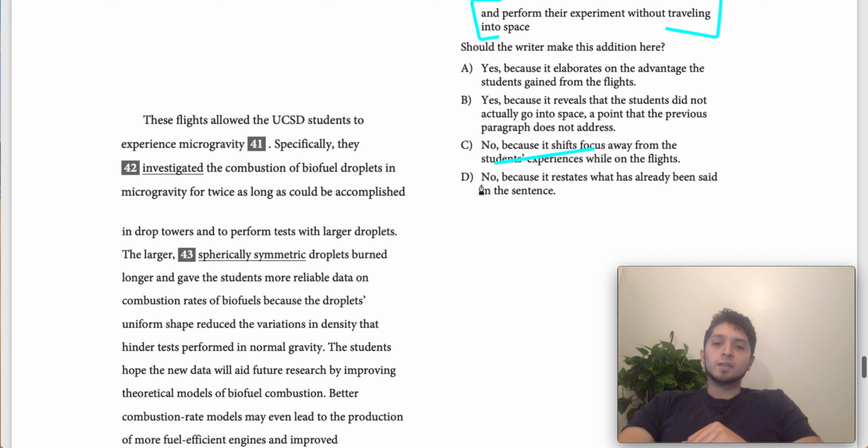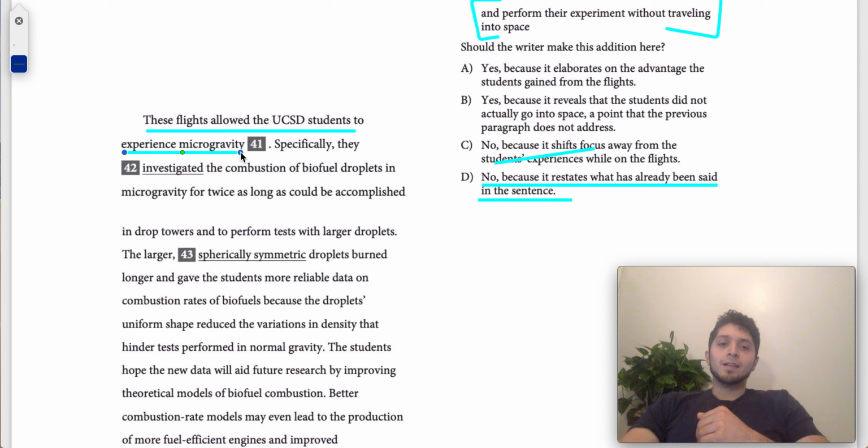D says no because it restates what has already been said. And so at this point, I'm like, this is pretty good. That's exactly what I think. It's redundant. It restates what's already been said. However, it says what's already been said in the sentence, which would have to mean that this right here would have to tell us that they avoided going to space, which it didn't. All it says is that it allowed them to experience microgravity. So this little bit right here, this in the sentence bit alone, is what will make this answer choice wrong, because it doesn't restate it in the sentence, it restates it in the rest of the passage.